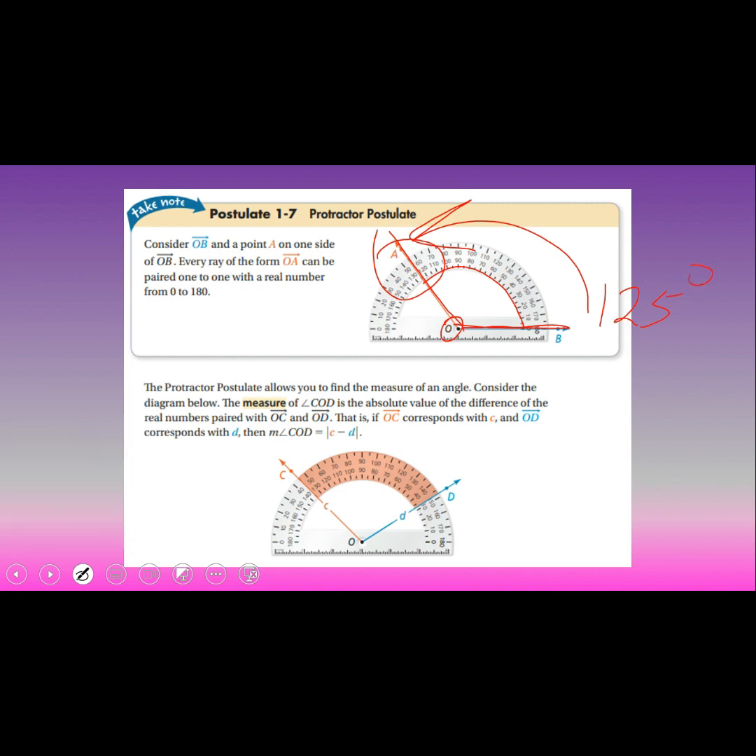Okay. On the second one, we have our vertex right here, and it is opening up counterclockwise. And since we can't have a negative measurement, it's going to be done in absolute value. With it being done in absolute value, we're going to do 135 minus, looks like 35. Okay. And 135 minus 35 is a 100-degree angle.